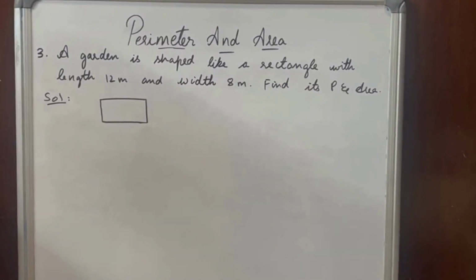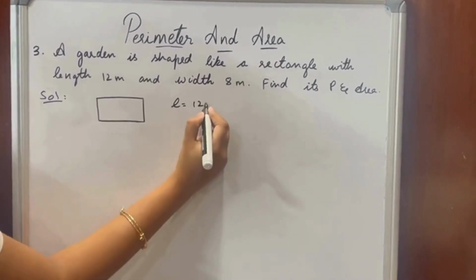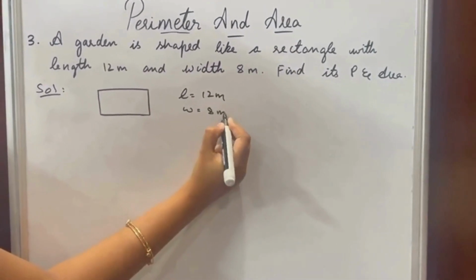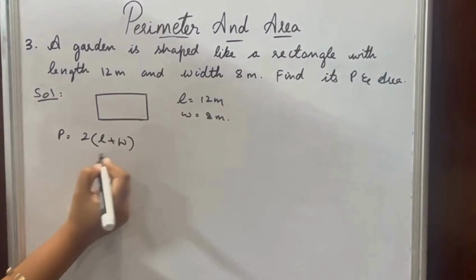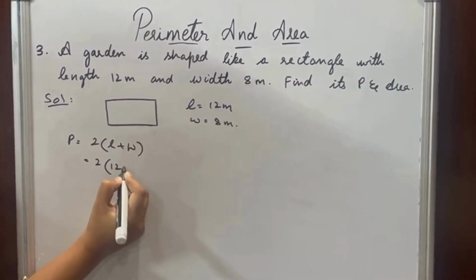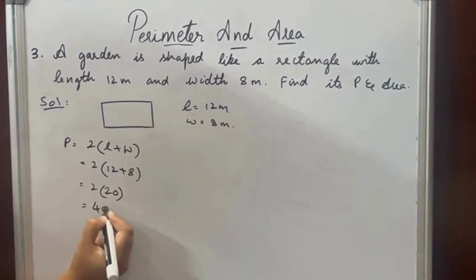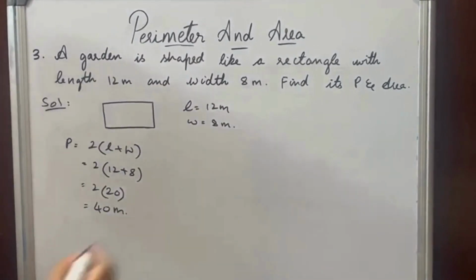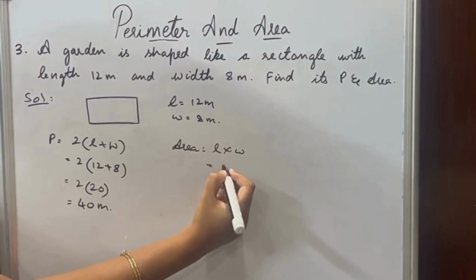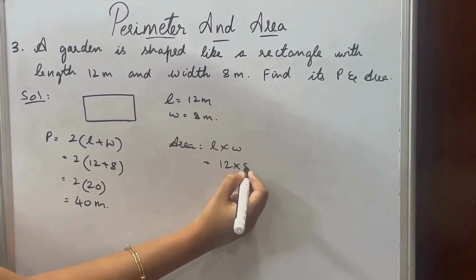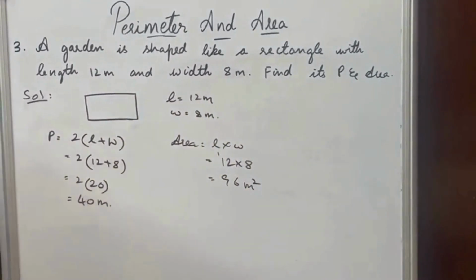So these are a few questions related to perimeter and area. The third question is: a garden is shaped like a rectangle with length 12 meters and width 8 meters. They asked us to find the perimeter and area. So what is the perimeter of the rectangle? It is 2 times (L plus W), where W means width. So it is 2 times (12 plus 8), 2 times 20, so it is 40 meters. The area of the rectangle is L into W, so it is 12 into 8, that is 96 meters square.